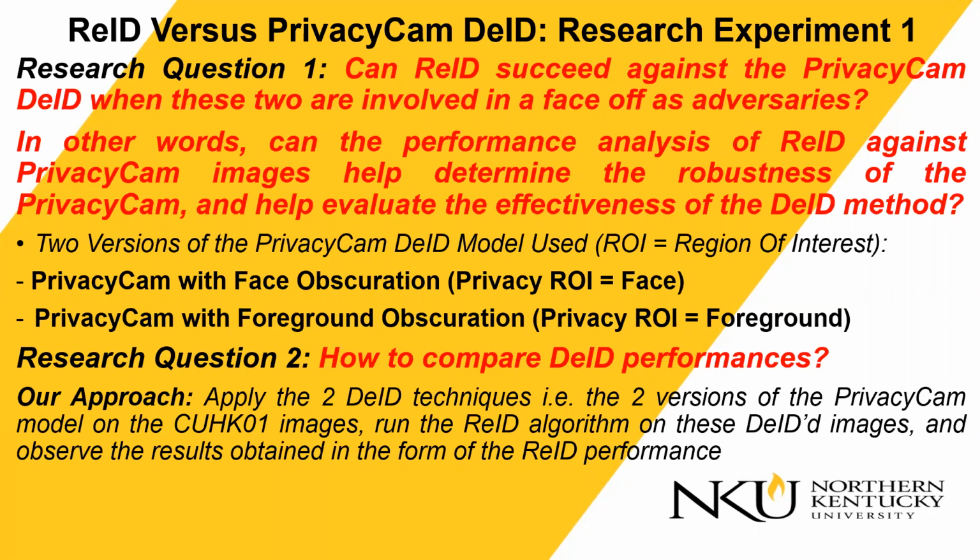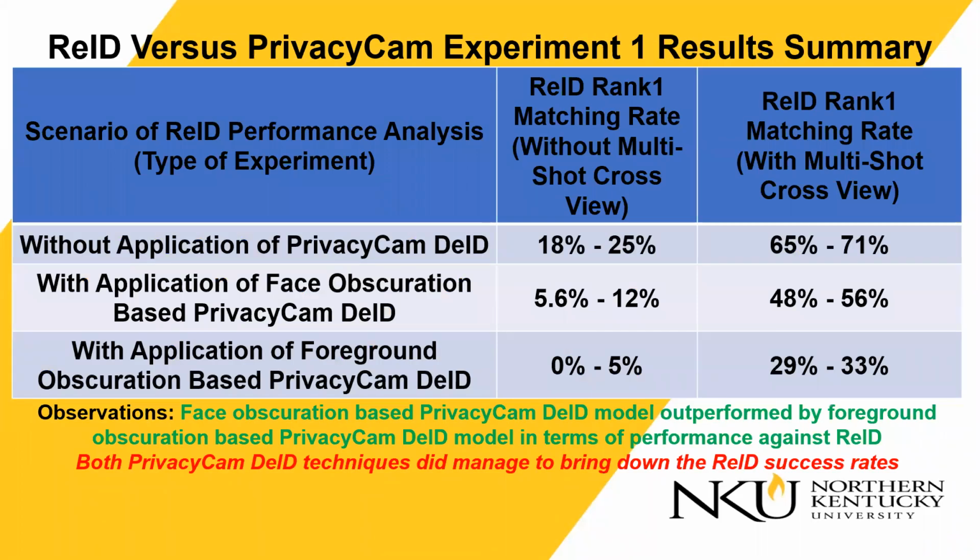So our approach in very short or in summarized form is that we first apply these two Privacy Cam de-identification versions on the CUHK01 images, and we get the privacy enhanced images as a result. And on those privacy enhanced images, or in other words, the DeID images, we run Zhao et al.'s re-identification algorithm from 2014. And then we observe the results obtained in the form of the ReID performance.